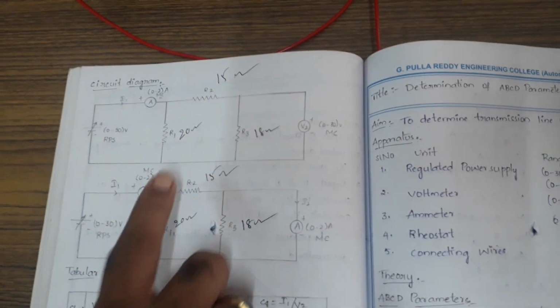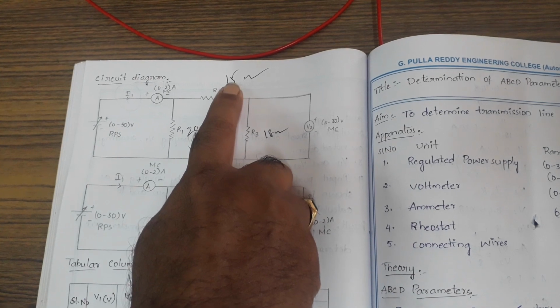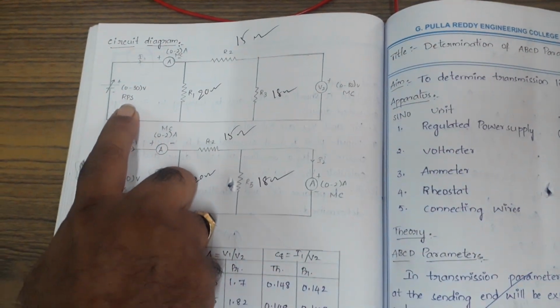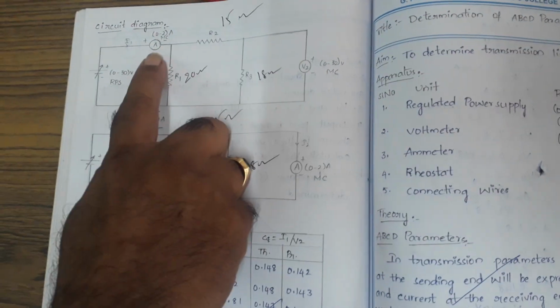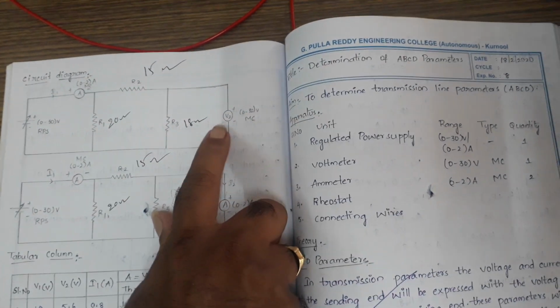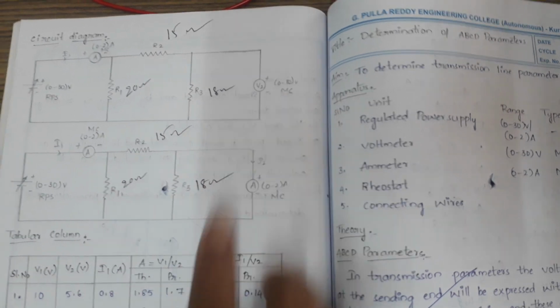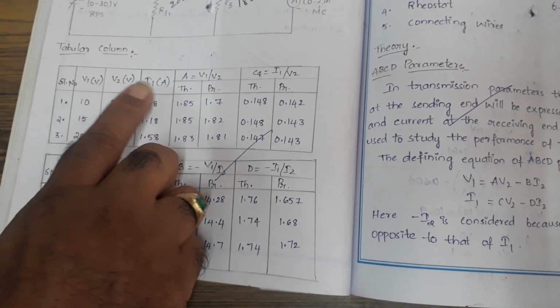In the case of a symmetrical two-port network, the values are R1 is equal to 20 ohms, R2 is equal to 15 ohms and R3 is equal to 18 ohms. Then the applied voltage is from an RPS, 0 to 30 volts. We apply the RPS. In the connection, one is the ammeter, that is I1, and the secondary port is open circuited. Then we place a voltmeter, 0 to 30 volts MC.